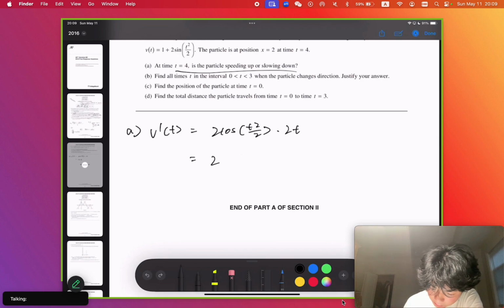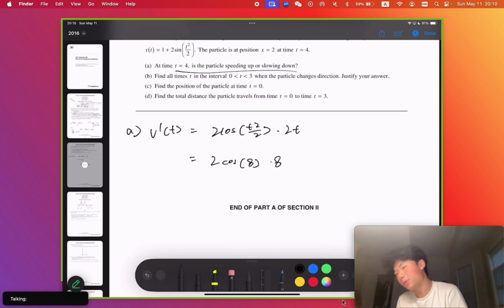Why am I messing up with cosine? Oh my gosh. Times 8. Why do I just have to use my calculator? Oh my gosh.